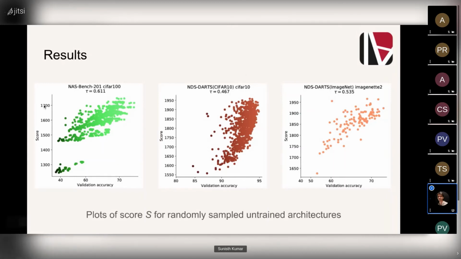These are the scores we calculated in the previous slide, the score S. And the validation accuracies are the accuracies we get after we train the network. So we can see a positive correlation. If the score is higher, we get a higher validation accuracy. And this was true in all of the cases.